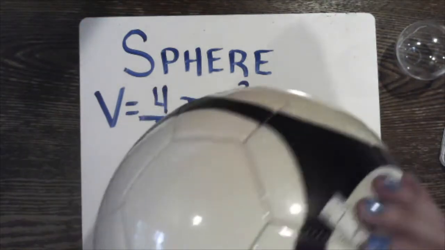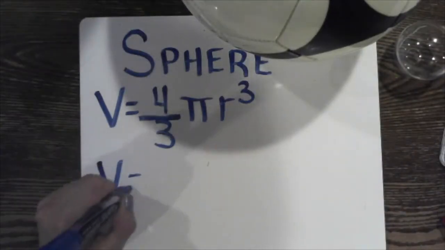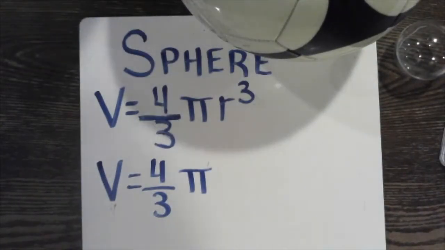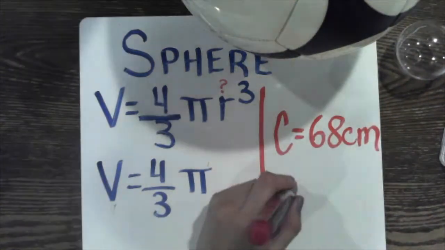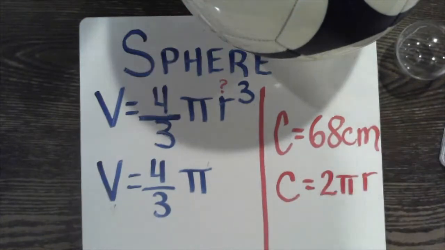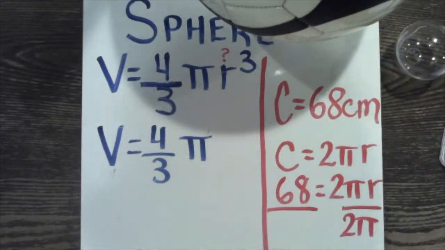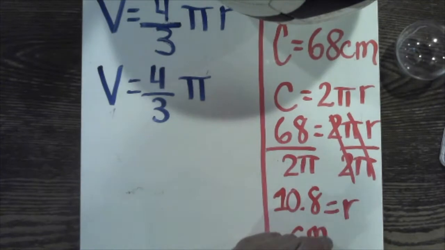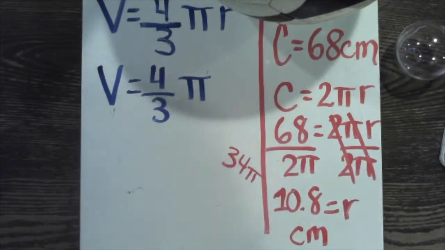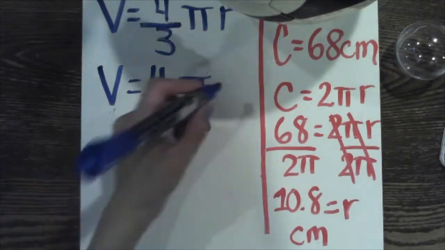Okay, so V equals 4/3 times pi times, I don't know what r is, so let's figure it out. C equals 2 pi r, my circumference is 2 pi r, where C is 68. And I'm going to divide by 2 pi on both sides, and that gives me 10.8 centimeters. Notice that that is not 34 pi, but rather 34 divided by pi if you want to leave it in pi terms. But I think it's easier as a decimal, so I'm going to write 10.8.